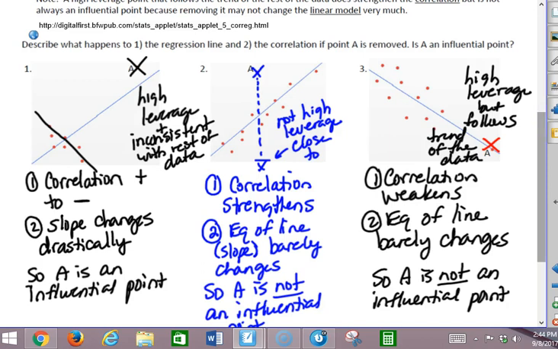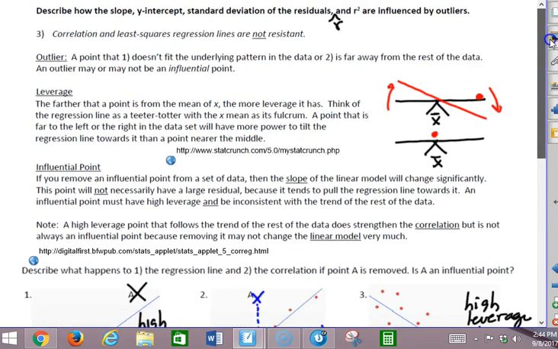So how do you figure out for sure if something's influential? You can guess if it's influential if it's got high leverage and it's different from the trend of the rest of the data. Sometimes it's real obvious. Sometimes you kind of just have to remove it from the data and check it out and see. So back to summarize then, correlation and least squares regression lines are not resistant to points that are influential points.